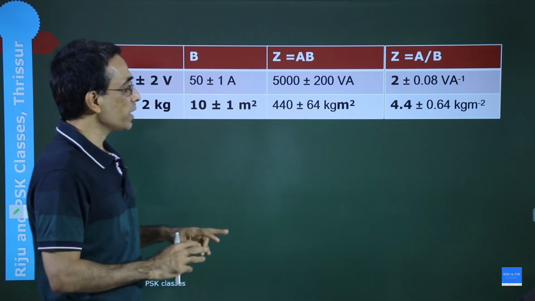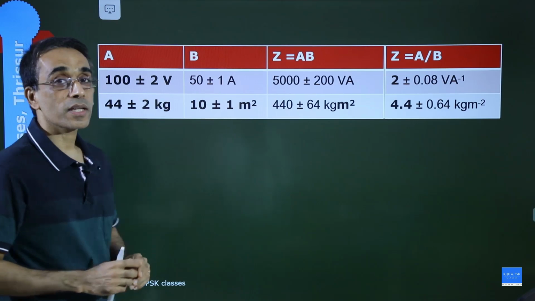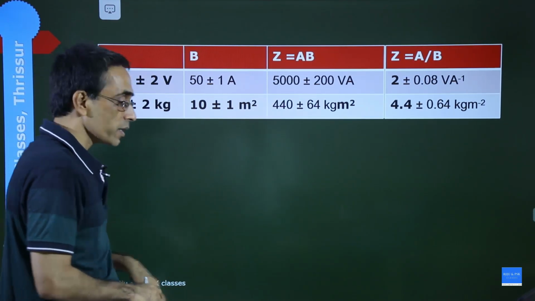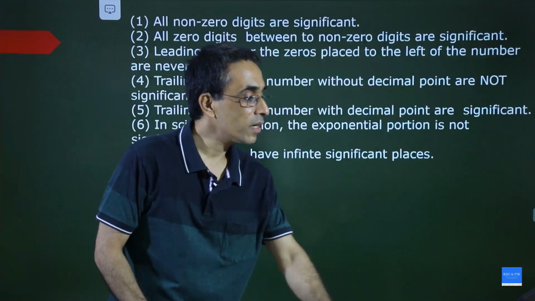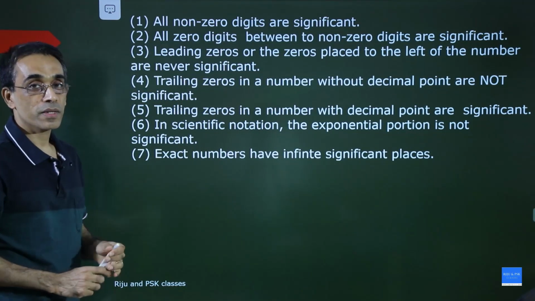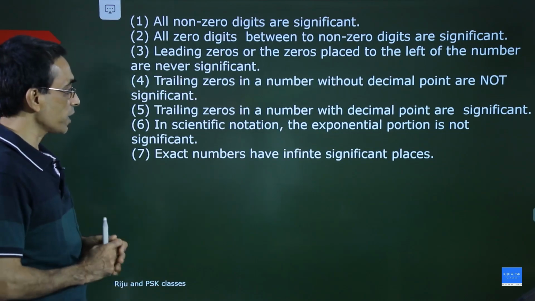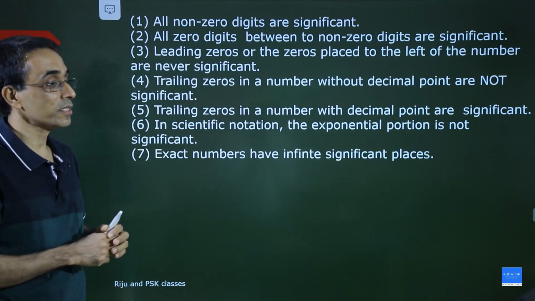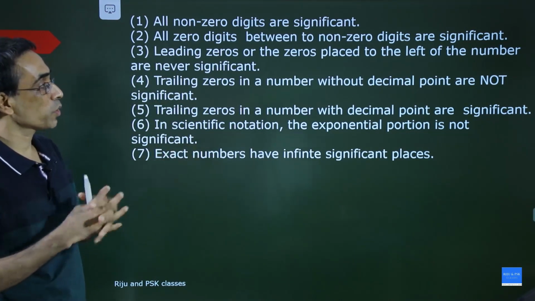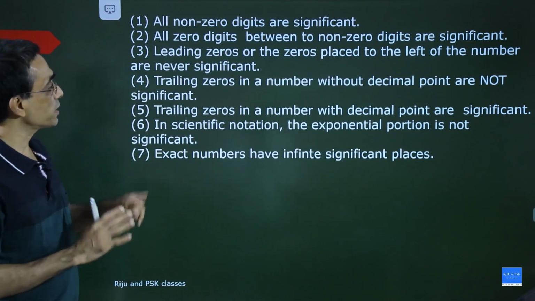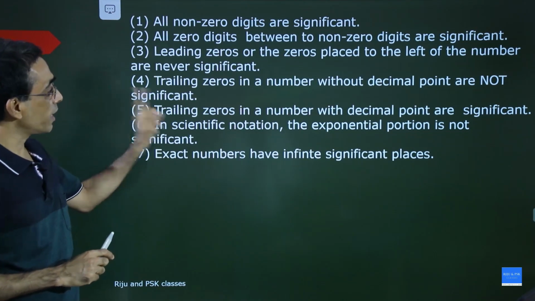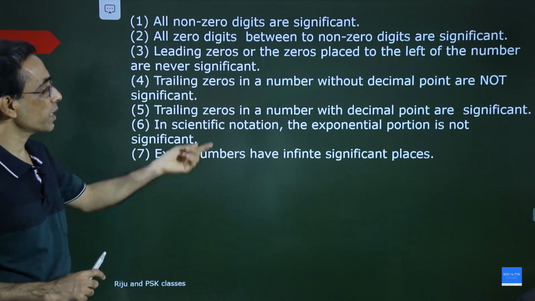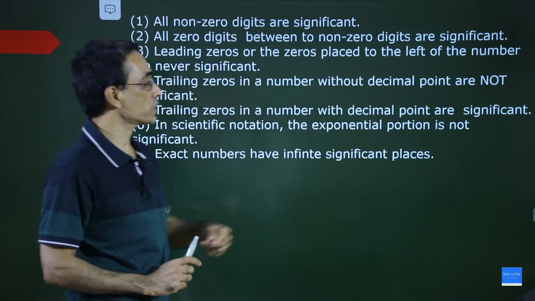Now, last class we discussed significant digits, and we know significant digits by definition. We know the different rules, which are given here. If you follow these rules, I think most of the questions can be done. All non-zero digits are significant. Zero digits between non-zero digits are significant. Leading zeros are not significant. Trailing zeros, if there is a decimal point, are significant; without a decimal point, they are not significant.